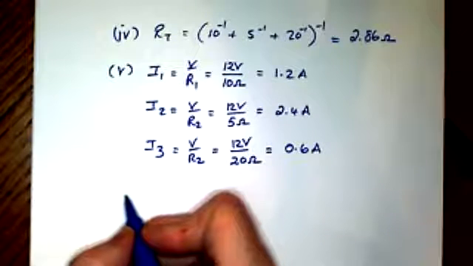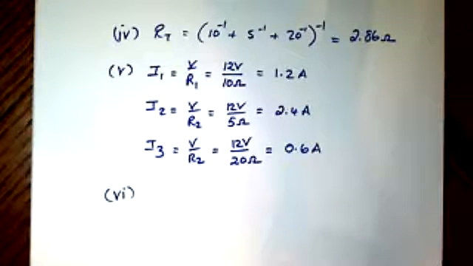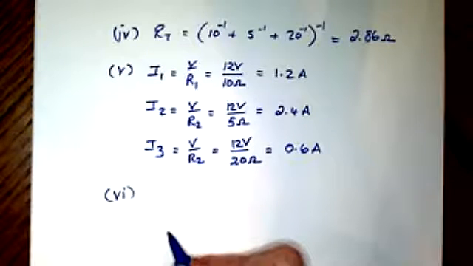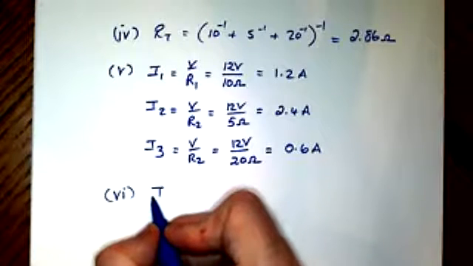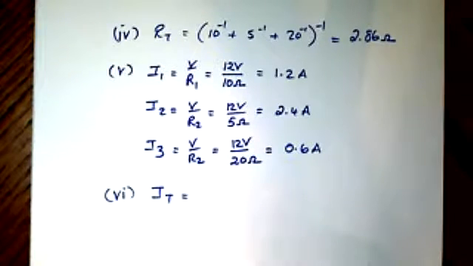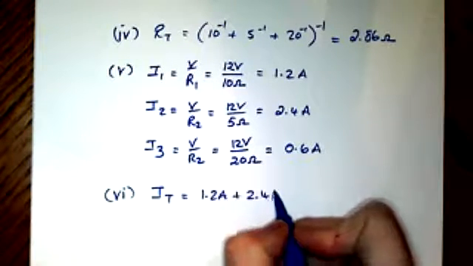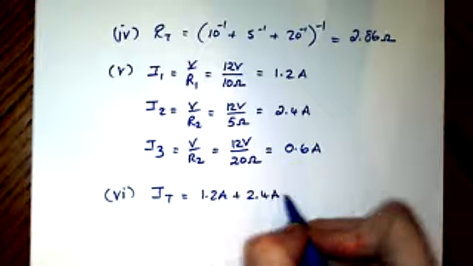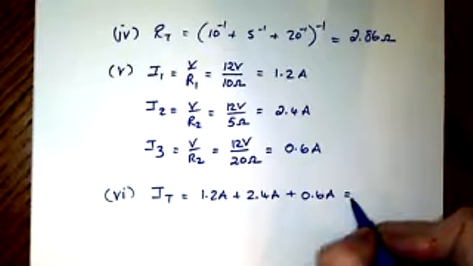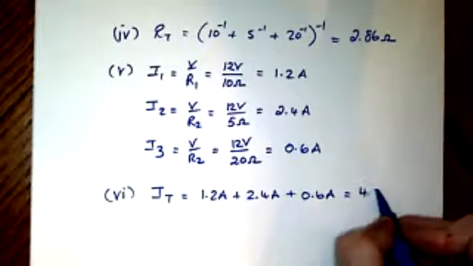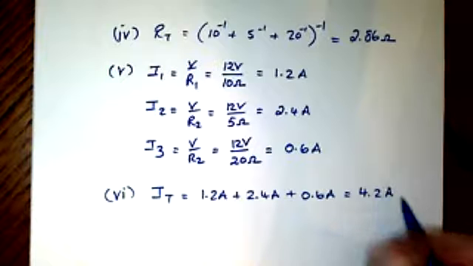And then finally, we can calculate the current measured by the ammeter connected in series to the battery. That's basically the question asking you, what is the total current? There's a couple of ways to do this. We can say it's the 1.2 amps plus the 2.4 amps plus the 0.6 amps. So that is going to give me the 4.2 amps.